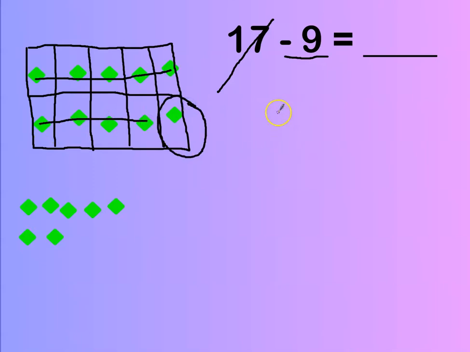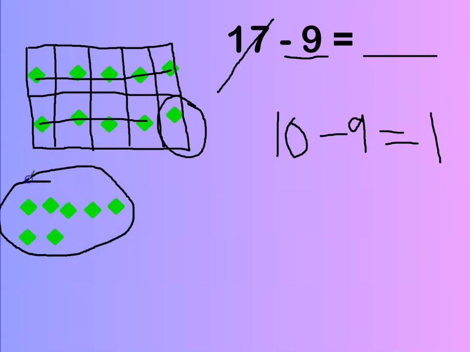Let me show that with a number sentence. 10 minus 9 is the same as 1. But I still have that 7 over here. What am I going to do with this 1 and 7? I'm going to put them back together. 1 plus 7. I can also add that really quickly. I know 1 plus 7 is 8. So 17 minus 9 must be the same as 8. I was able to use my 10 frame drawing to help me take from the 10 and solve really quickly.